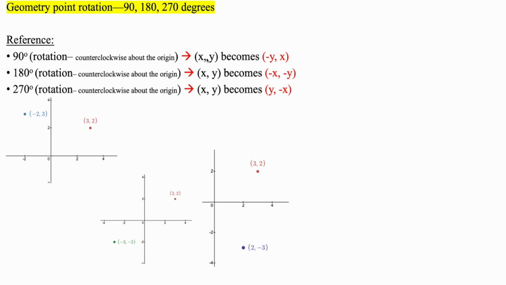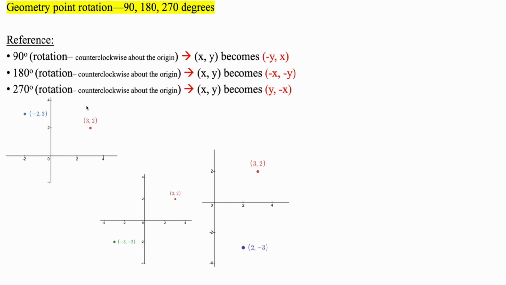So if your point is x comma y and you have a 90-degree rotation, again, counterclockwise about the origin, your new point would be negative y comma x. Likewise, if you have a 180-degree rotation, again, counterclockwise about the origin, your new point would be negative x comma negative y. And the last one is 270 degrees, again, counterclockwise about the origin, your new point would be y comma negative x. And I'll show you what I mean by all three of them.